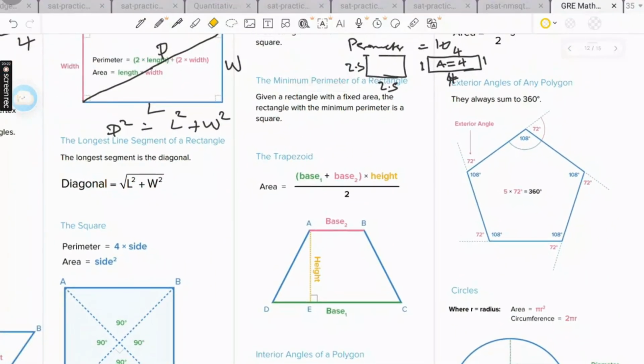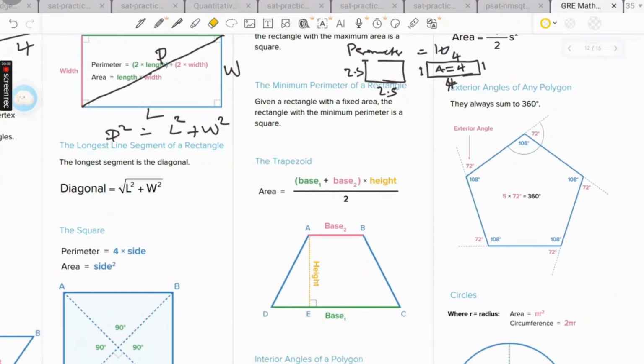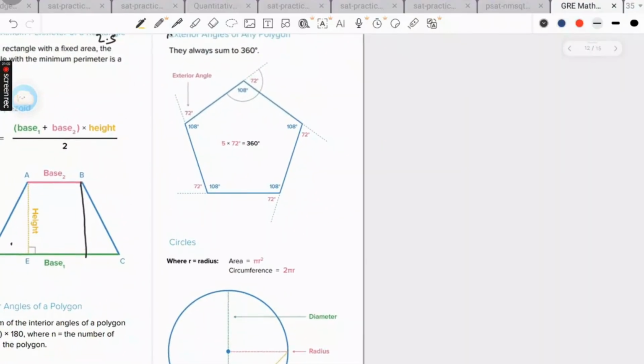Trapezium. The area of a trapezium is base 1 plus base 2 times height over 2. But don't forget what a trapezium is. Looking at this trapezium, also called trapezoid, you can see that a trapezium is simply triangle plus rectangle plus triangle. Some other time it can also be just triangle plus rectangle, but there must be at least one rectangle and one triangle. The sum of interior angles of a polygon, we have already discussed that one.